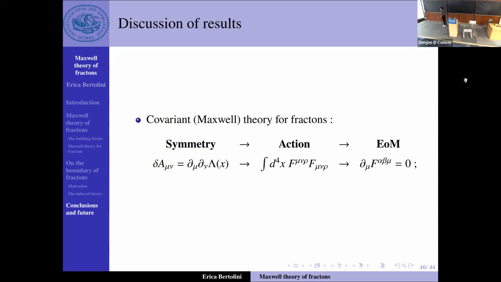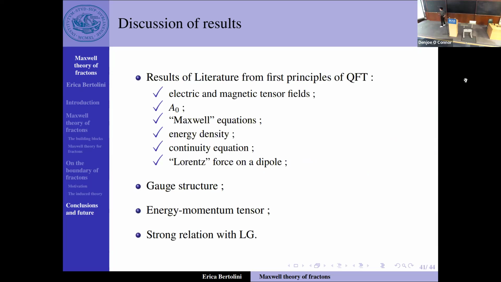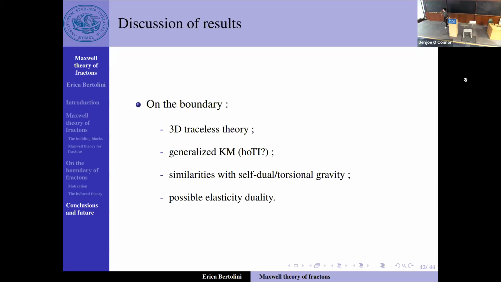Well, from the beginning, we managed to build a covariant Maxwell-like theory for fractons, just starting from the symmetry, and this confirmed from a first principle QFT point of view the results that are typically put in by hand or transferred in the literature. So we have the magnetic and electric tensor field, the scalar field motivated, the Maxwell equation, the energy density, continuity equation, and Lorentz force and dipole. We also saw the peculiar gauge structure of the theory, the energy momentum tensor, and the immediate relation with linearized gravity.